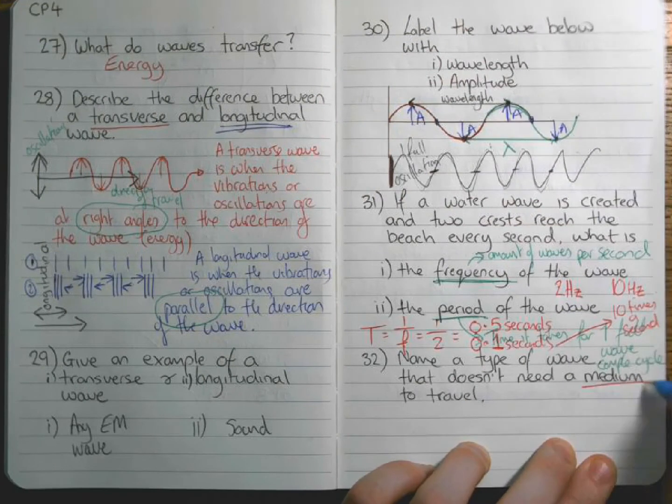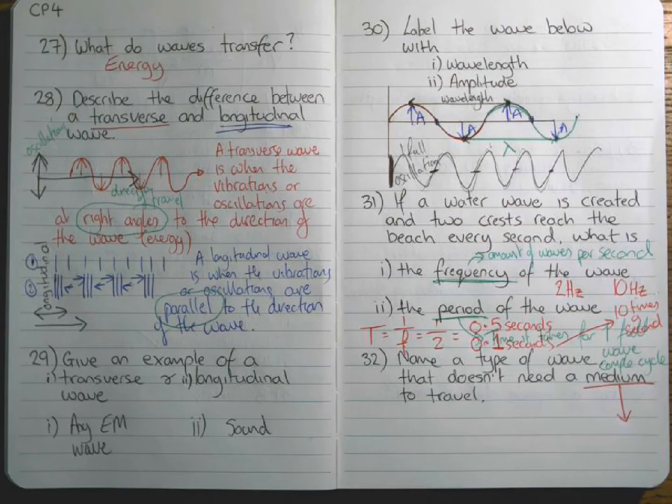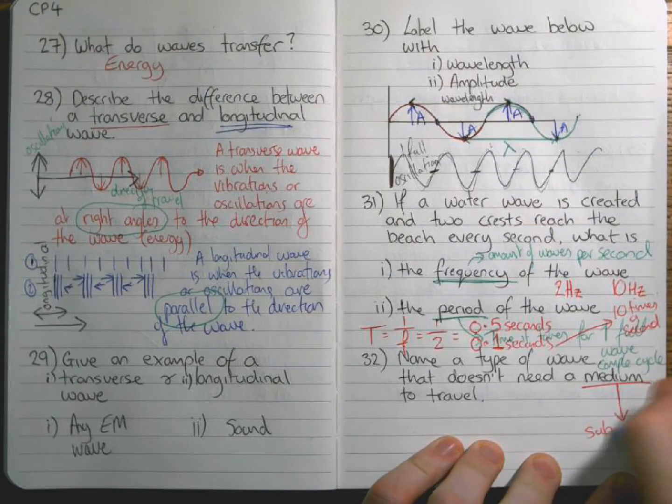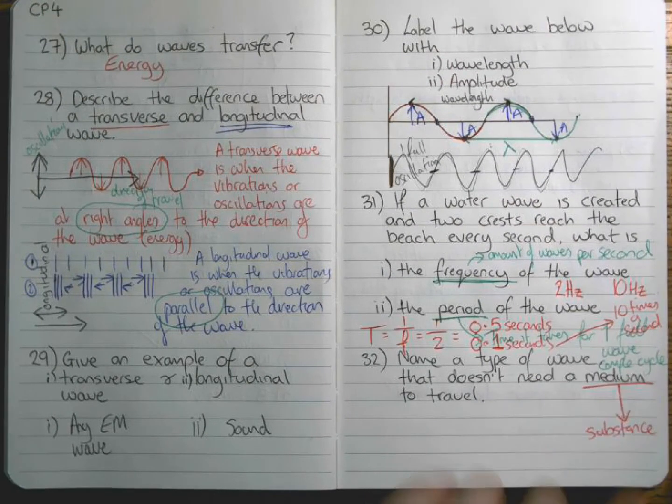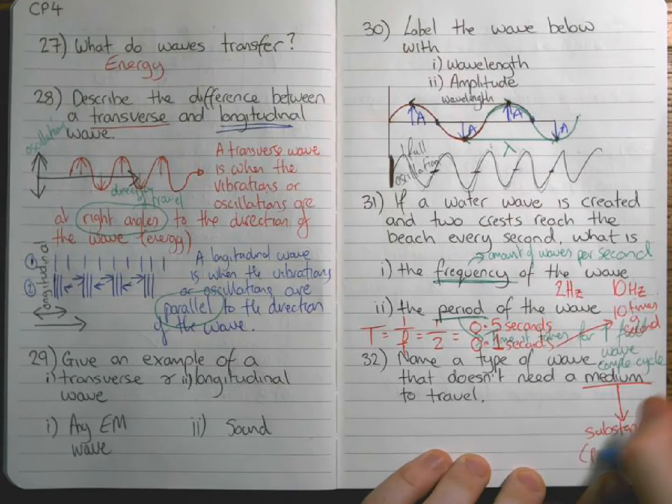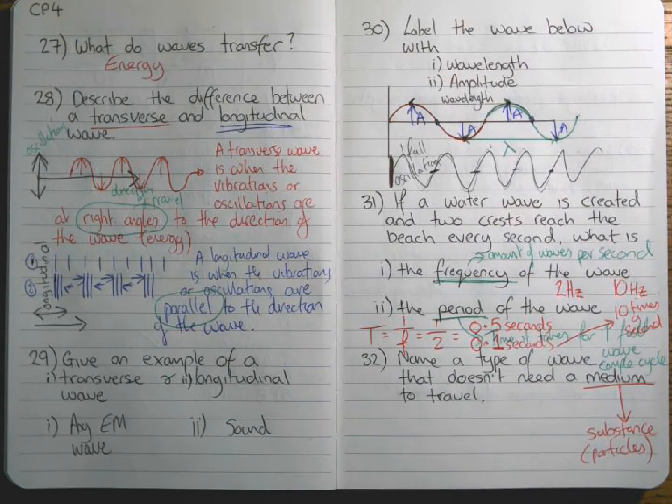Next question. Name a type of wave that doesn't need a medium to travel. Do we know what the word medium means? It's another way of saying substance. Usually made of particles. So air is a medium, light is a medium, even glass is a medium, or even wood is a medium. Something that particles vibrate or oscillate or move around when a wave travels through them.